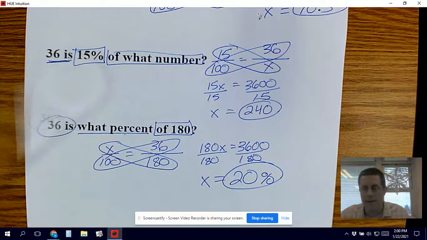Please complete the independent practice assignment for percent of a number. Take a picture of your work and upload that file for submission.